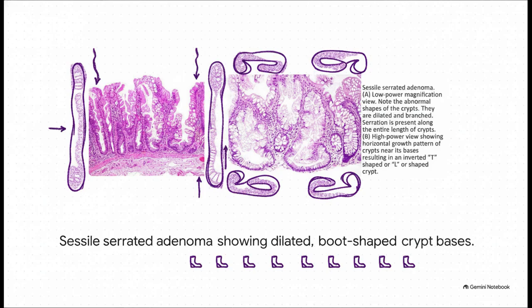Furthermore, notice how the crypt bases in an SSA grow horizontally. They become dilated and branched, forming this incredibly distinct inverted T, an L, or a boot shape. This architectural distortion right at the base of the crypt is the ultimate histologic hallmark of a sessile serrated adenoma. I can't stress this enough. If you see boot-shaped crypts on a board question, you select SSA, and you select the BRAF mutation, period.